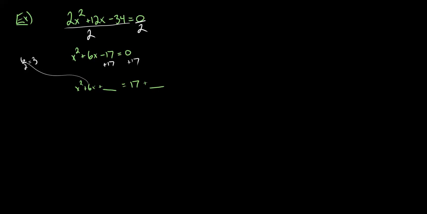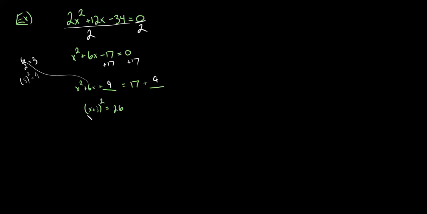So I know eventually, when I factor, this is going to become x plus 3 quantity squared, because half of 6 was positive 3, so x plus 3. But that's not what I add to each side. I now take that 3 and I square it, and that gets me 9. So I'm adding 9 to each side. So this would eventually become x plus 3 quantity squared is equal to, that would be 26. 17 plus 9 is 26.